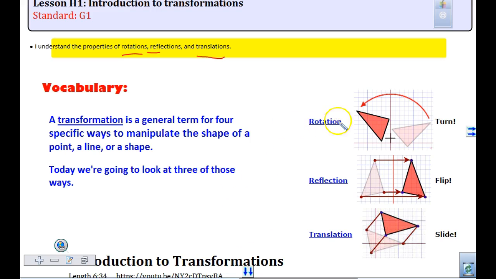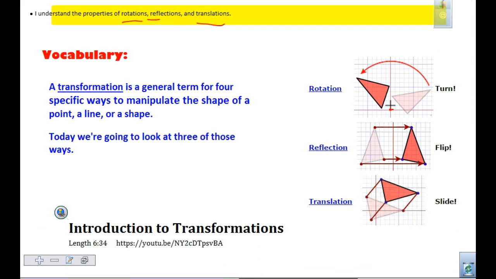The 3 we're going to look at today are a rotation, which usually is going to be around our origin, and that is simply a turn. Okay, so rotation, that's just turning it. If we are taking a look at a reflection, that means it's kind of like a flip or a mirror image. And then the last one is a translation, which is a slide.